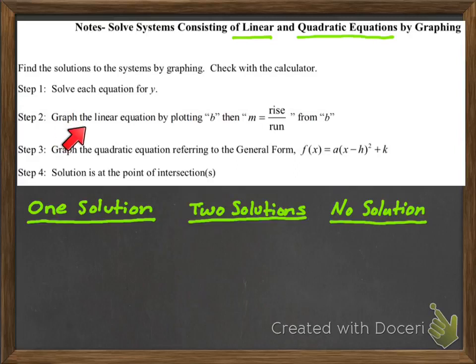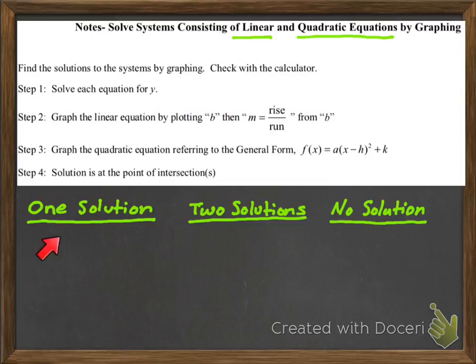The next thing is we're going to graph our linear equation using your slope and your y-intercept, graphing your y-intercept first and then your slope with rise over run. Then we're going to graph the quadratic equation using this form right here. And then we are going to find the solution, which is where we have our points of intersection for the two graphs.